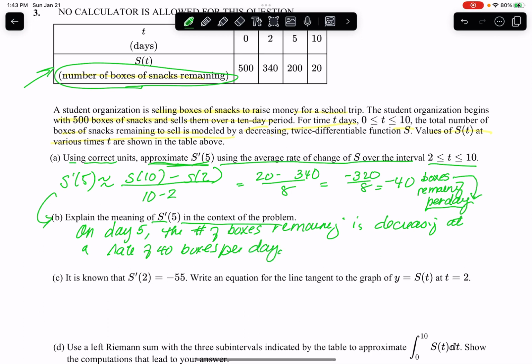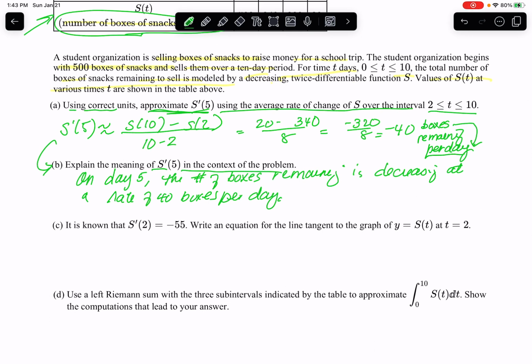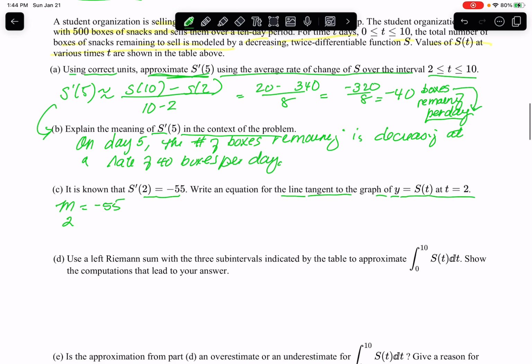All right, let's go to part C. It is known that S prime of 2 is negative 55. So write an equation for the line tangent to the graph of y equals S of t at t equals 2. So if we know S prime of 2 is negative 55, then we know the slope. So m equals negative 55. And the point is, let's see, 2. And how many do we have at 2? 340. So there's our 2 things. This is our slope and our point.